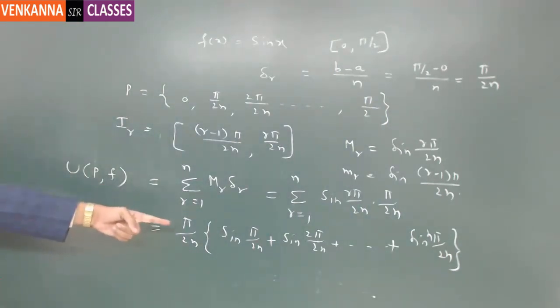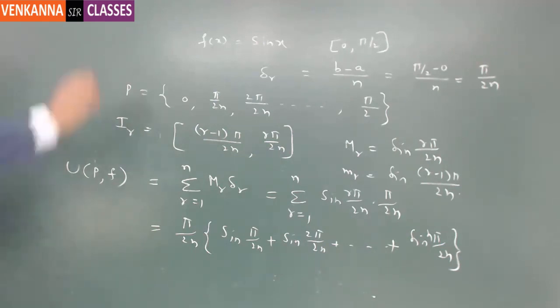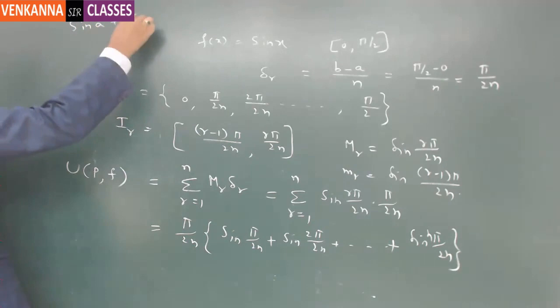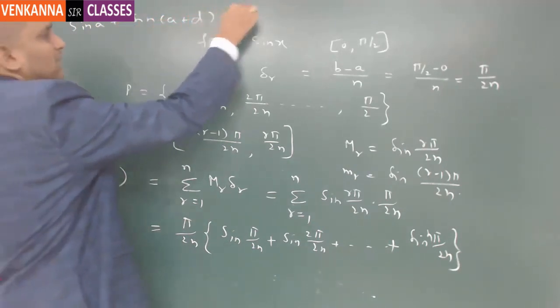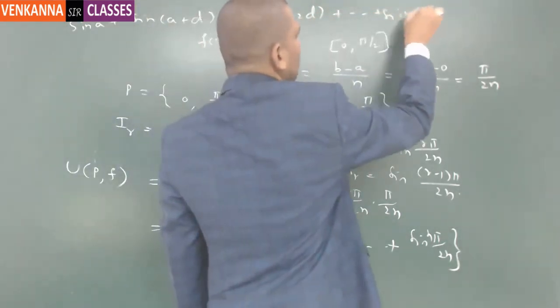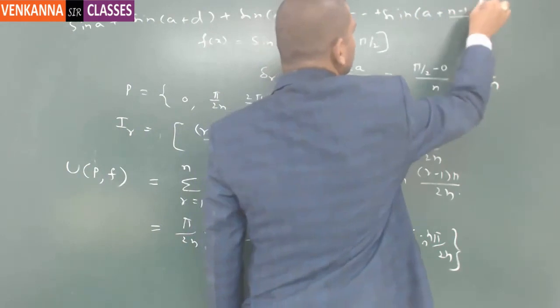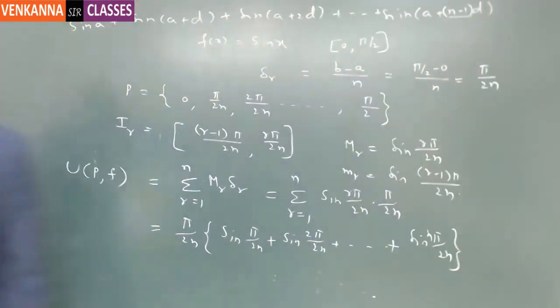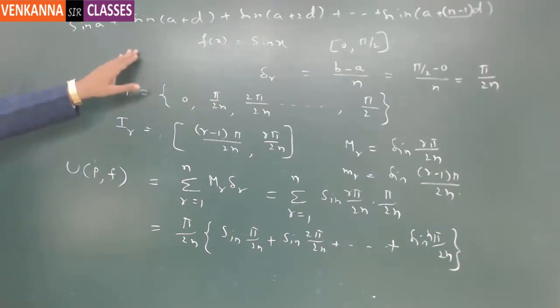Now, how to simplify this summation of terms? Do you know any formula regarding that? They are in arithmetic progression. You can say they are of the form sin A plus sin of A plus D plus sin of A plus 2D plus so on plus sin of A plus n minus 1 into D. So do you know any kind of problem related to this with regard to trigonometry? Yes or no?